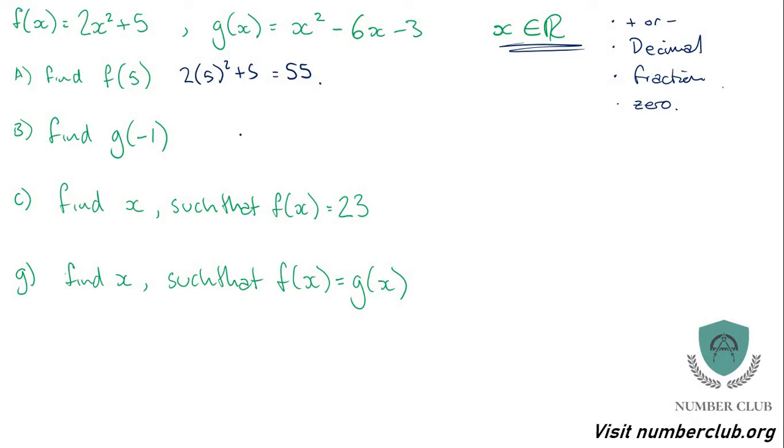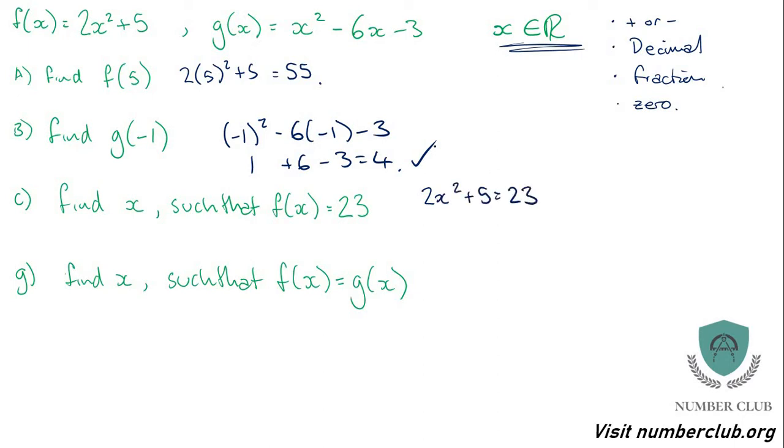So we've got g of negative 1. Well, that would be negative 1 squared minus 6 lots of negative 1 minus 3. That would be 1 plus 6 minus 3 equals 4. Job done. Okay. Now, find x such that f of x equals 23. Again, really easy. If f of x equals 23, then this stuff equals 23. I should be able to write 23 there and solve it. So we get 2x squared equals 18, x squared equals 9, x equals plus or minus 3. Dead easy. Really, really simple.